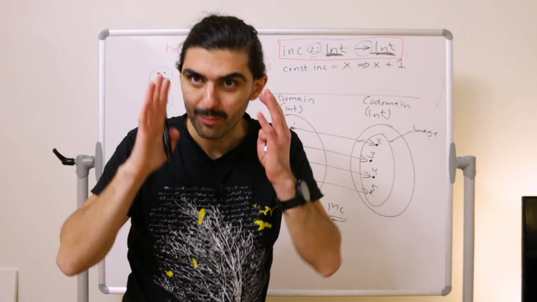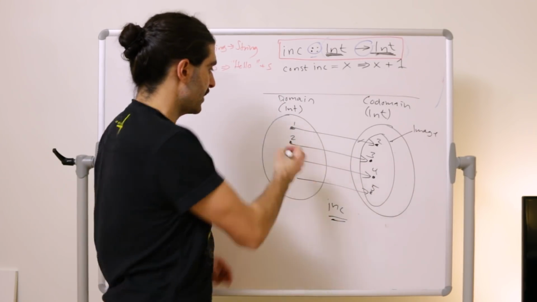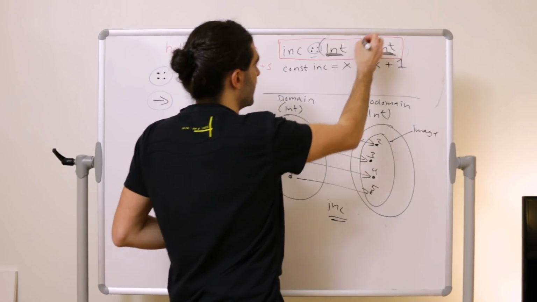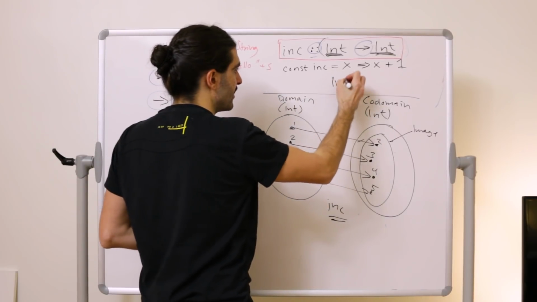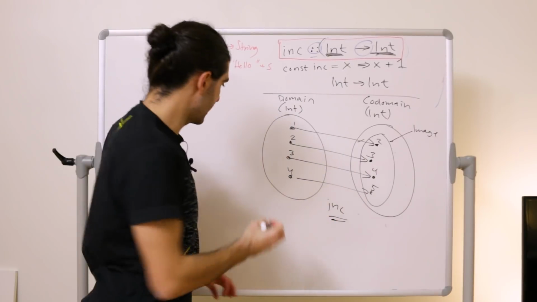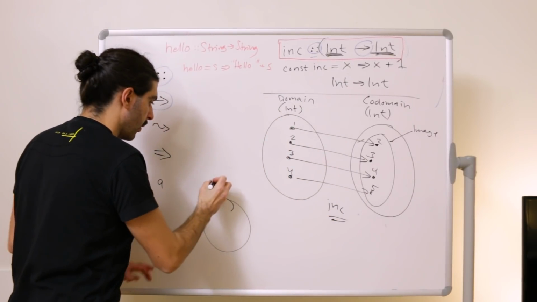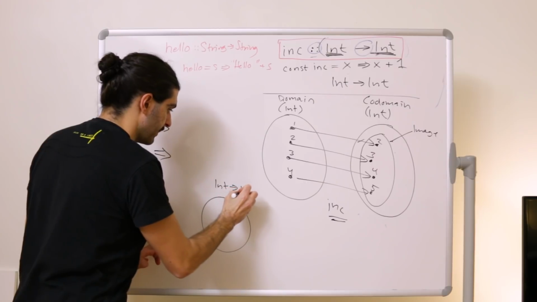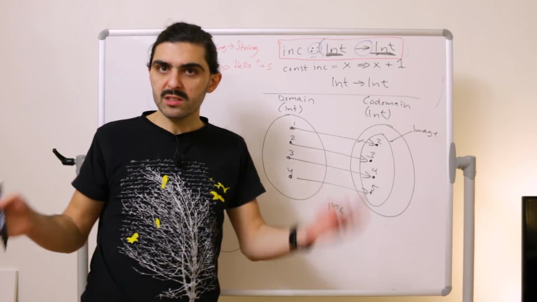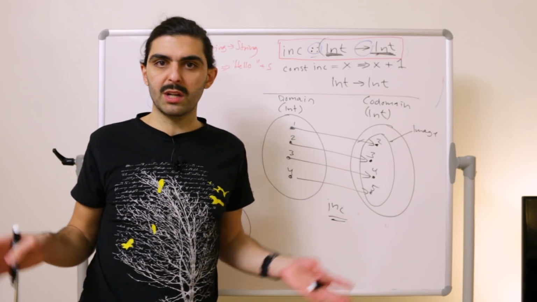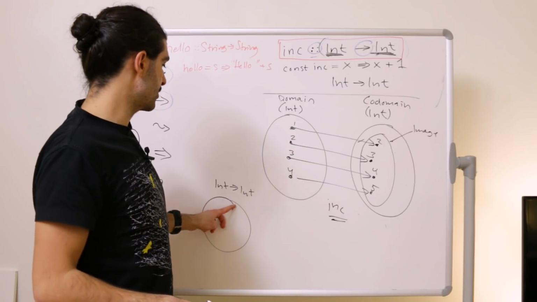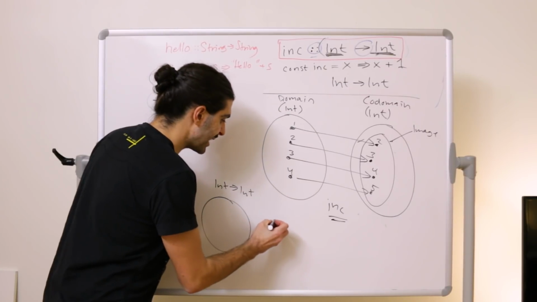But if you put the idea of int to int into a set, then you could say, well, this is a set of all int to int functions. Then you can easily imagine that's an infinite set, because there's an infinite number of variations of functions that map from integers to integers. Another example is decrement, right?